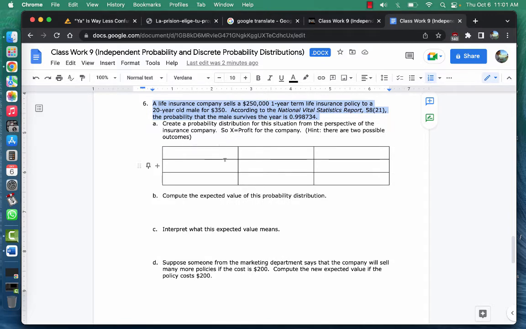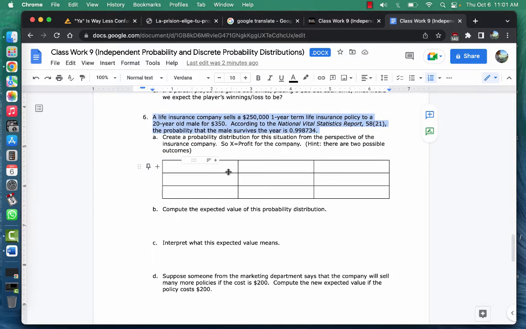All right, so I've already inserted a table in here. Now I'm going to read the problem. It says a life insurance company sells a $250,000 one-term life insurance policy to a 20-year-old male for $350. According to the National Vital Statistics Report, the probability that the male survives the year is 0.998734.